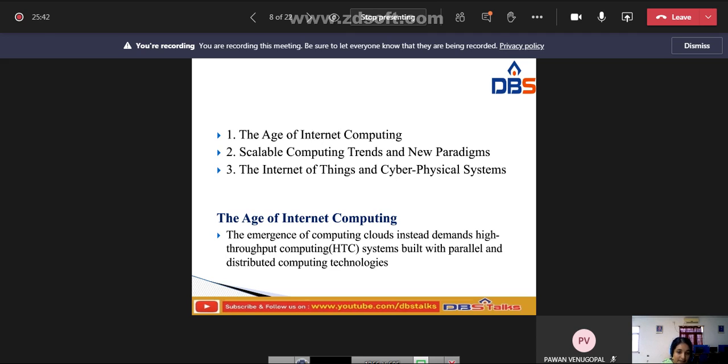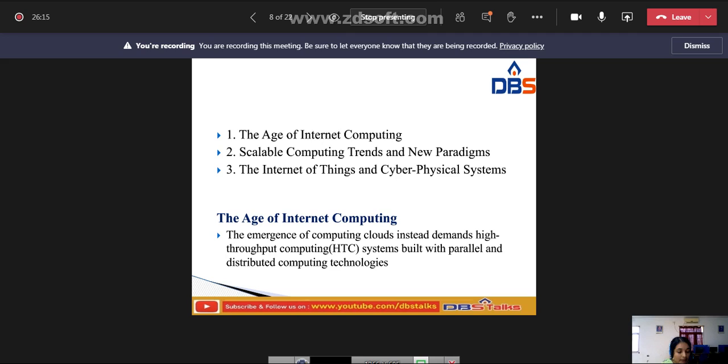HPC means high performance computing. It is mainly used for high performance systems. In order to get a high performance system, that is called HPC. As computing clouds emerge, they instead demand high throughput computing. So instead of using HPC, in distributed and parallel computing we are using high throughput computing. It is used in computing clouds.